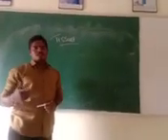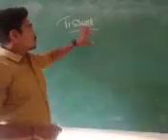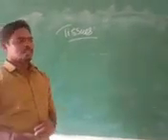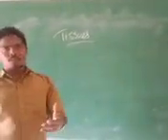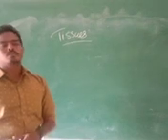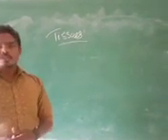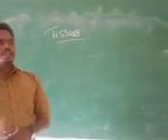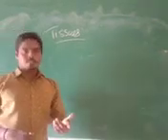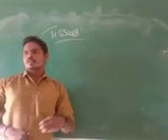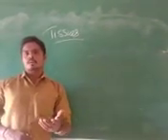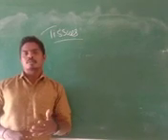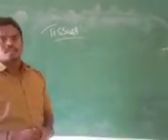Welcome, good to see you all. Last class I was discussing tissues and I told you what a tissue is. Many similar cells join to form tissues, and I told you what types of tissues we have. Meristematic tissue has three types: intercalary meristem, apical meristem, and lateral meristem. Then permanent tissues have two types: simple permanent and complex. In simple permanent tissue there are three: parenchyma, collenchyma, and sclerenchyma.